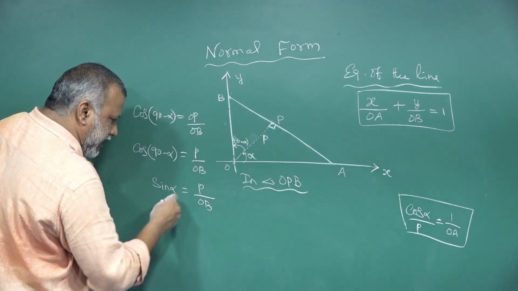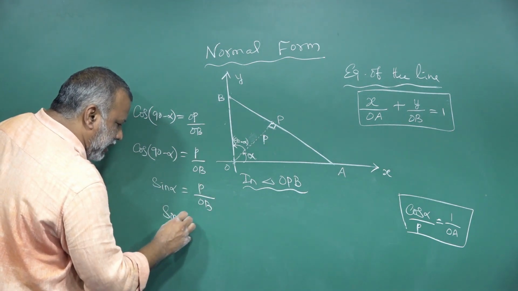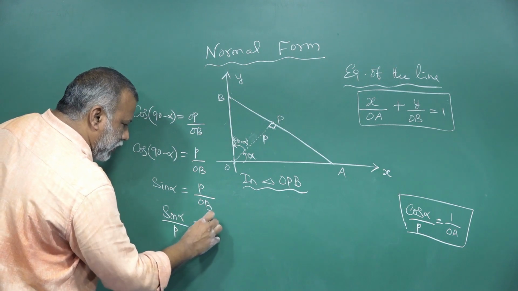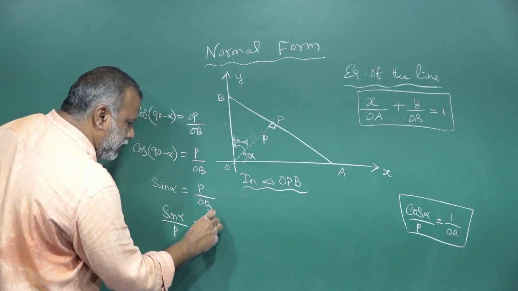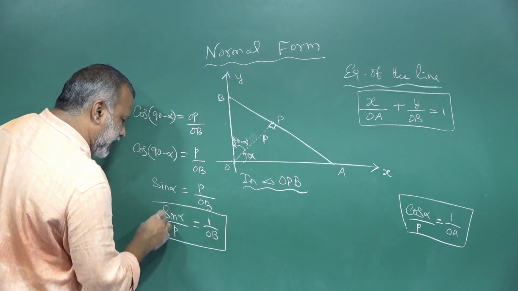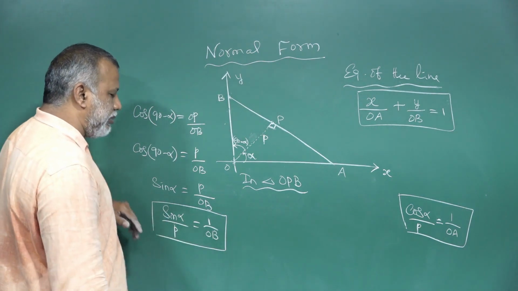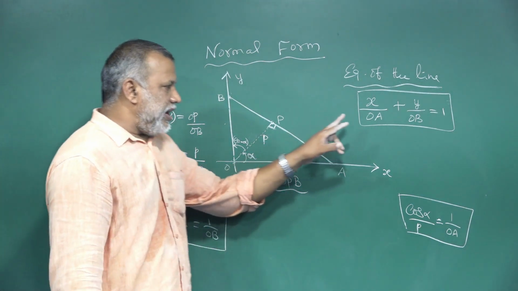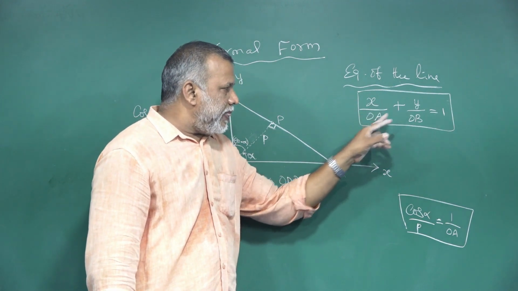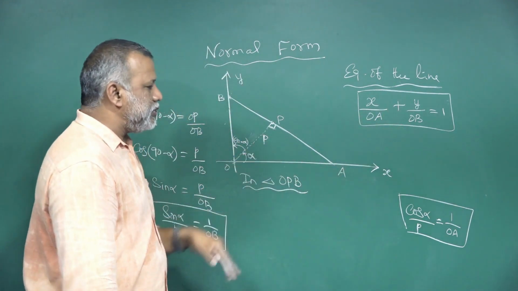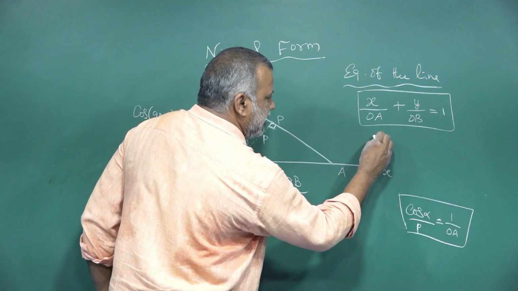I can take this P in the denominator. Sin alpha divided by P is equal to 1 by OB. Dear students, I want the value of 1 by OA, 1 by OB. I have to substitute these values here. See, I can convert this one.